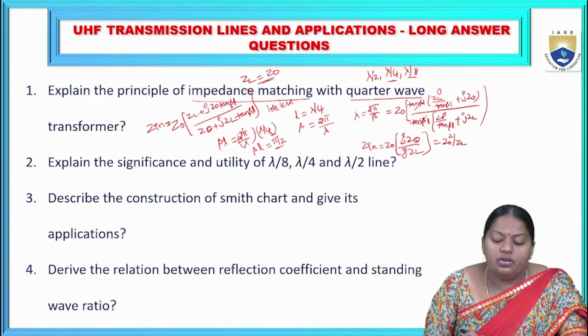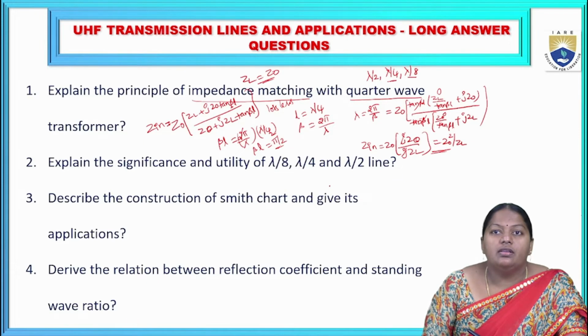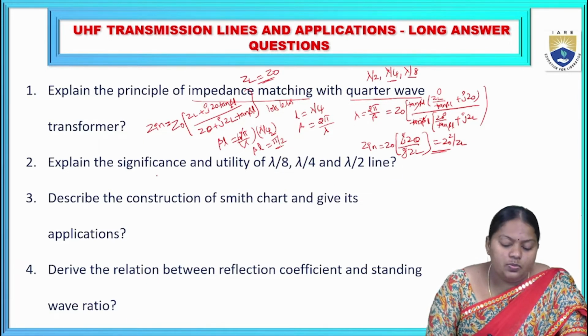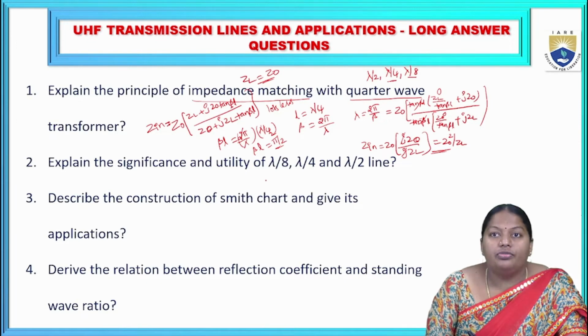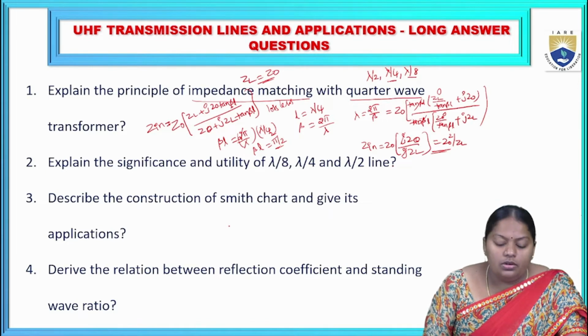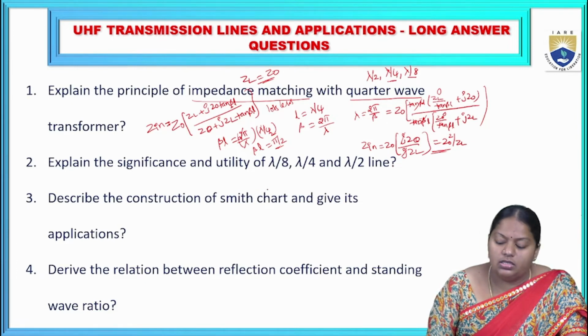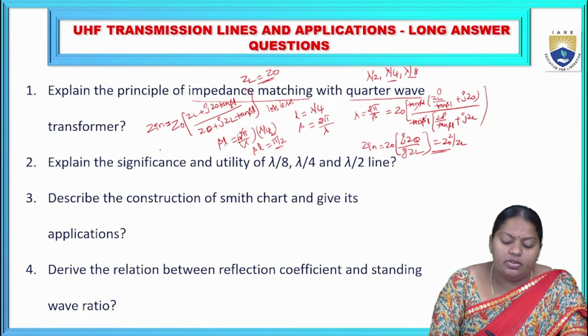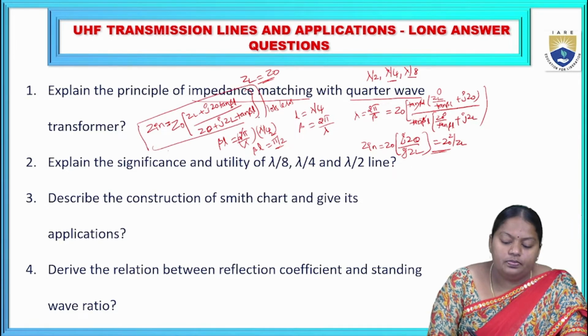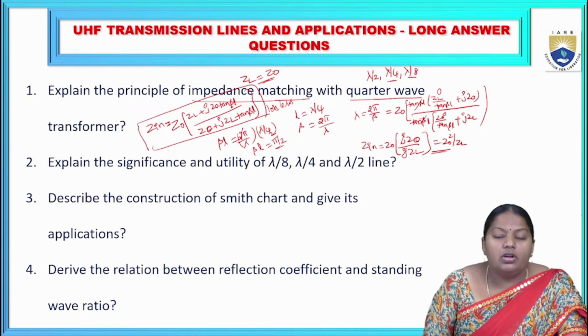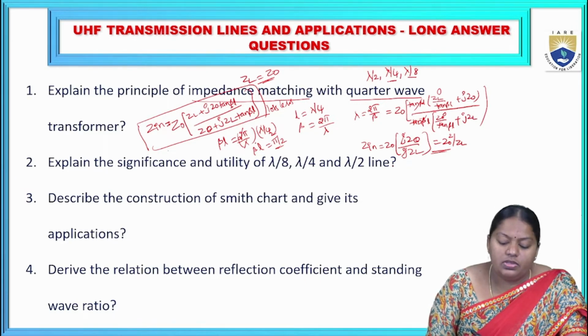So this is the way the principle of impedance matching with the quarter wave transformer is analyzed by mathematical equations. Next, explain the significance and utility of lambda by 8, lambda by 4 and lambda by 2 transmission lines. To use all three wavelength lines, we must consider again the input impedance equation, that is Zin equal to Z0 into (ZL plus jZ0 tan beta L) by (Z0 plus jZL tan beta L).